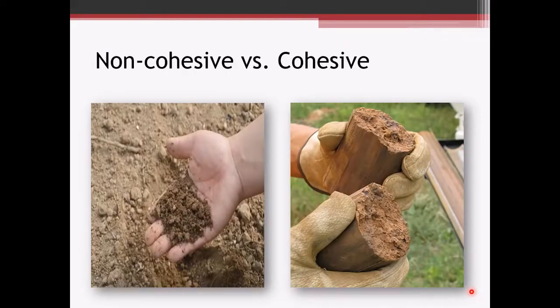And just a couple of photos to show the difference. The photo on the left. If you take a soil that's around its optimum moisture content, it is considered moist. If you ball it up in your hand and let it go, typically a non-cohesive soil is going to crumble in your hand, whereas a cohesive soil is typically going to keep its shape, as you can see there on the right.